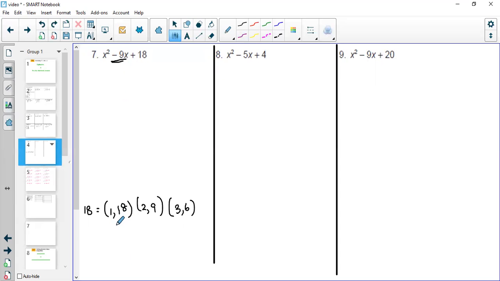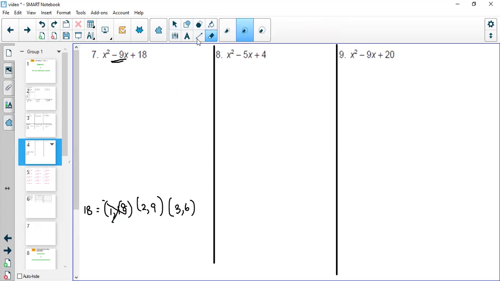So do you think if I would arrange 1 plus 18, that's going to give me a negative 9? Definitely not. There's a positive 19. Now, even if I would arrange 18 minus 1, that's going to give me a 17. So not this, definitely not this, right? So we rule this pair of factors out.